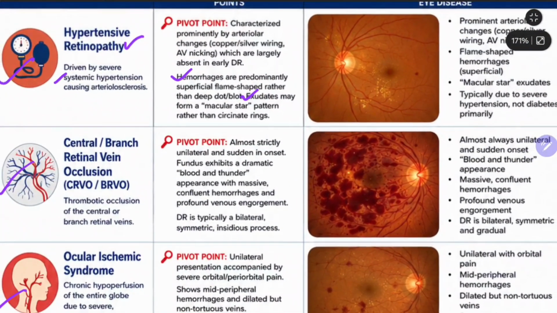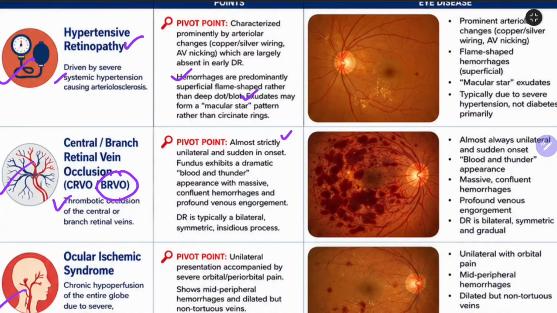Now coming to the central retinal vein occlusion and branch retinal vein occlusion. Central retinal vein occlusion causes abnormality in all the 4 quadrants, that you should remember, and branch retinal vein occlusion will cause it in one quadrant. So that is the only difference between central and branch vein. Now you can see here what happens: there is a thrombotic occlusion of the central or branch retinal veins.